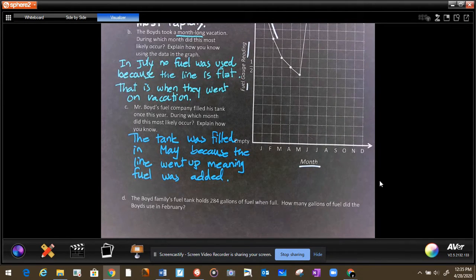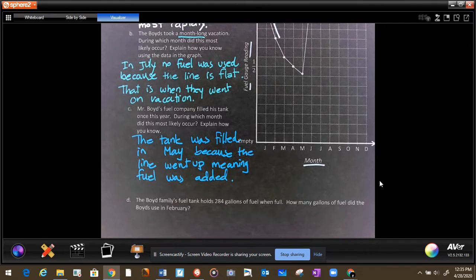Okay, let's look at the one before the last question. The Boyd's family fuel tank holds 284 gallons of fuel when full. So how many gallons of fuel did the Boyds use in February?